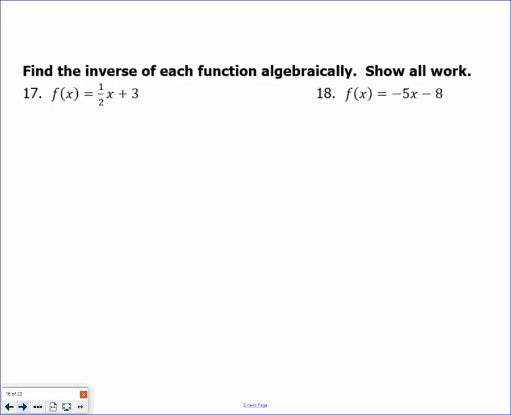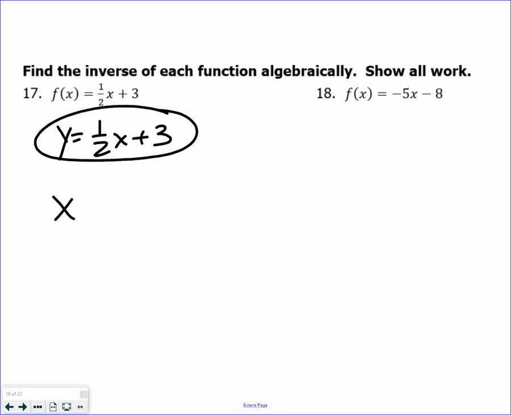Inverses, and we just got done in our last section, 10.4, talking about inverses. So there's the original, and the inverse: you take the x and the y and switch places. Now, you can't just leave it like this. You actually have to solve it for y.